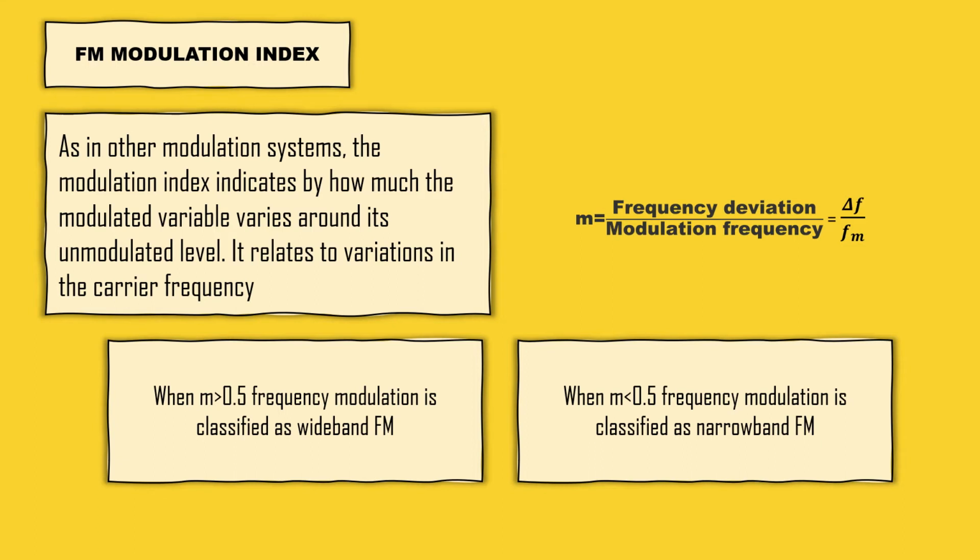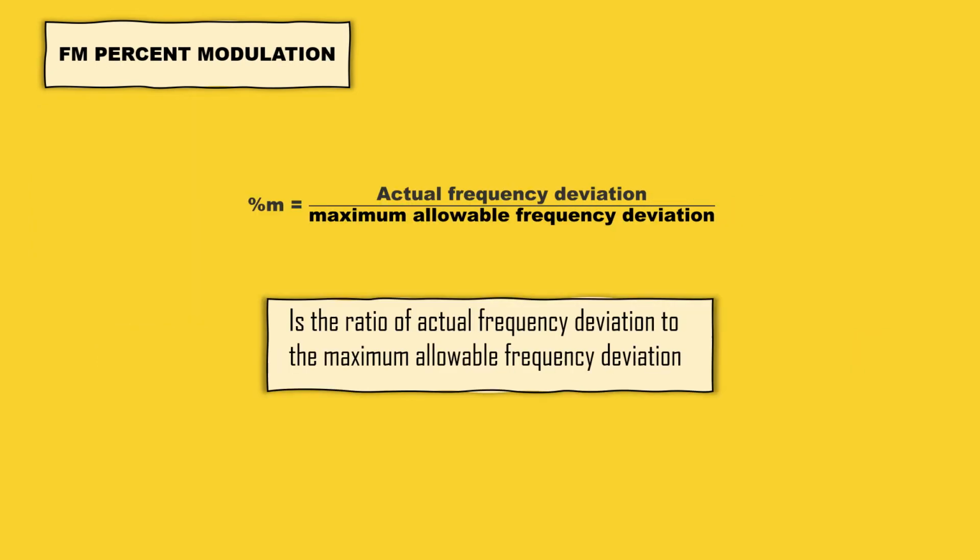When m is greater than 0.5, frequency modulation is classified as wideband FM. While when it's less than 0.5, frequency modulation is classified as narrowband FM. For the percent modulation of frequency modulation, it is equal to the actual frequency deviation over the maximum allowable frequency deviation.